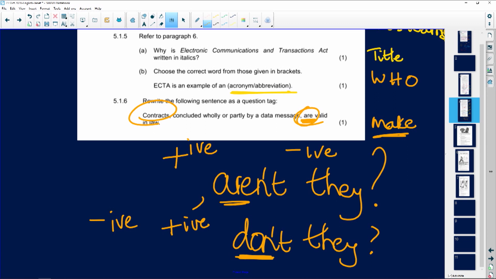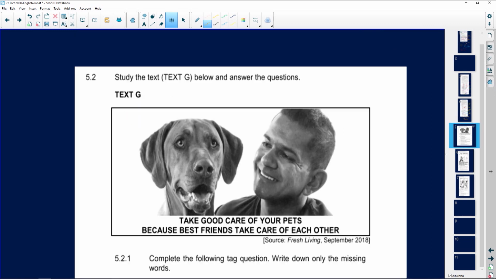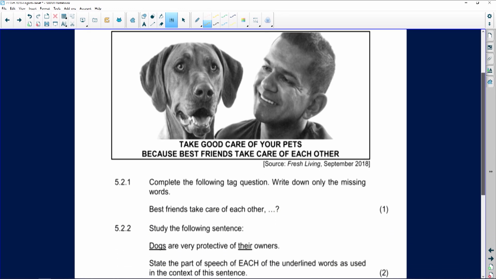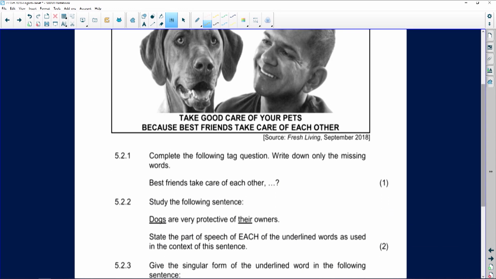Okay, right. And then I'm not sure where we go next, but it looks as if we're going to go to, oh no, this is still part of language. Hang on. More tag questions. Oh, okay. Let's have a look at these tag questions. Write down the missing words. We've just done one. Best friends take care of each other, don't they? And that's all you have to write down.